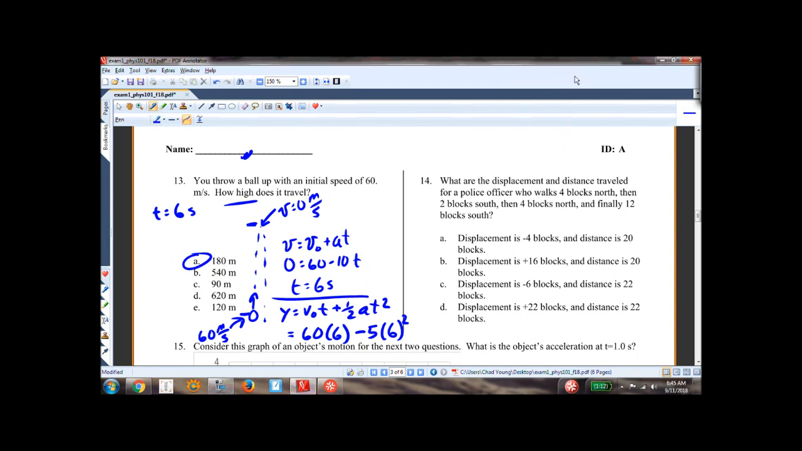So I give them signs. That would be plus 4 north, minus 2 south, plus 4 north, minus 12, that's south. And then I add these up. That's plus 8, minus 14, minus 6. So my displacement is minus 6 blocks. Oh goodness, look, that gives me the right answer. And then if I want to know the distance, I just add the numbers up. So I forget the signs, and I have 6, 10, 22 blocks. So C is the right answer for number 14.